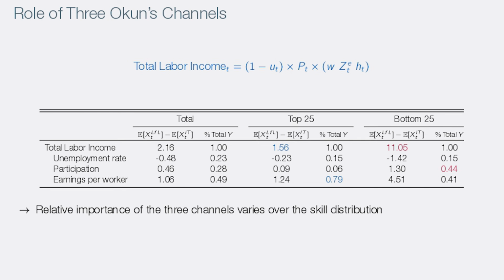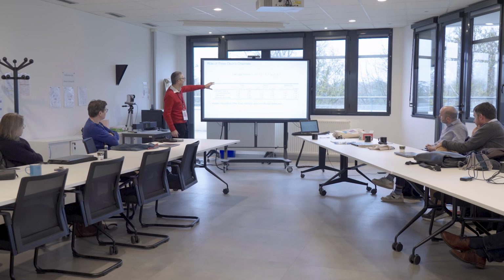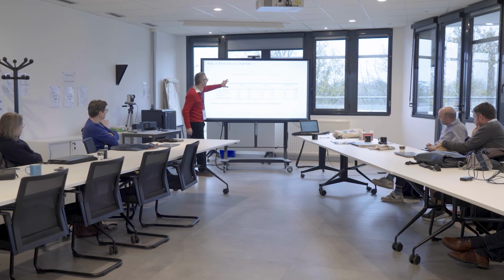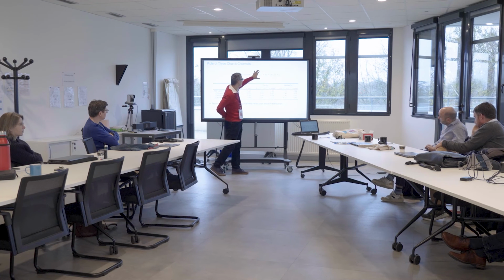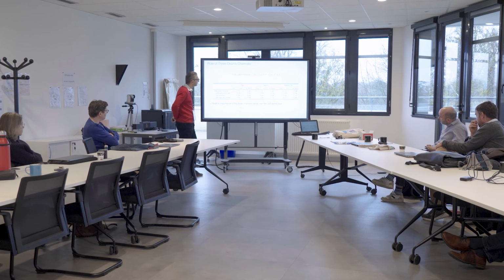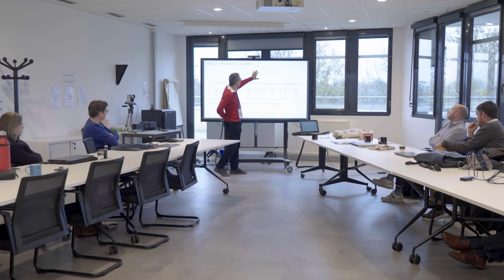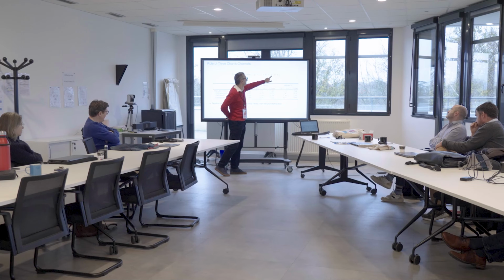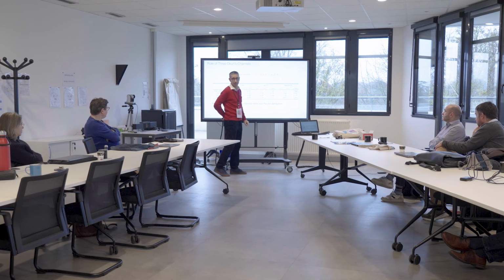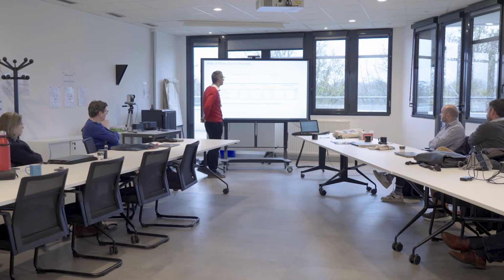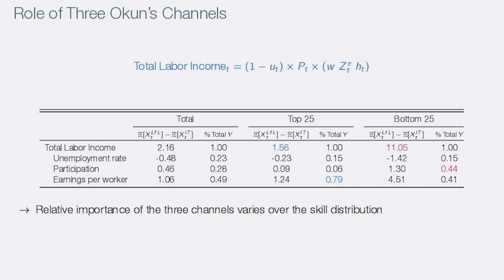Basically, this exposure, attachment, and persistence can be expressed the following way. If you think about total labor income at the top and the bottom quartile of the distribution, you can think of this total labor income as the employment rate, times the participation rate, times earnings per worker. It's the wage times productivity times hours per worker. So you will see the effect of the exposure here, the effect of the attachment here, and the effect of the skill dynamics, the persistence, here.